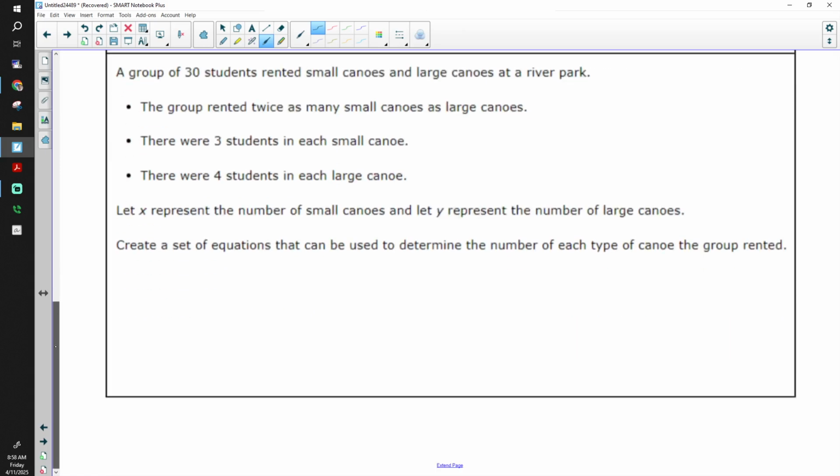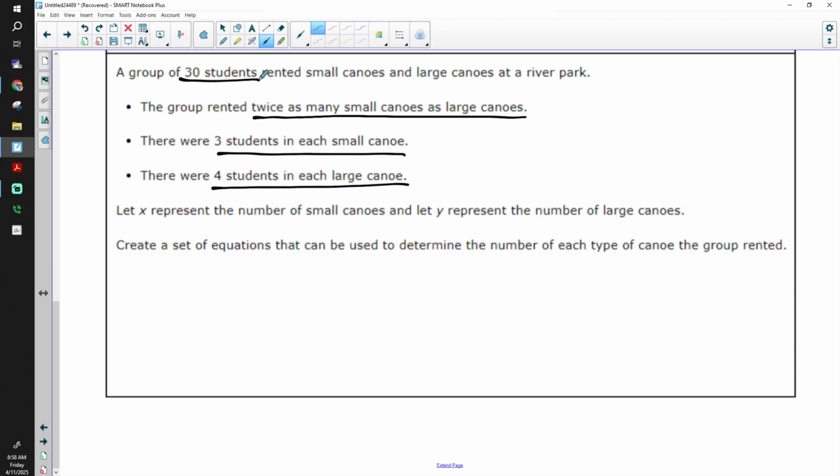And we continue. A group of 30 students rented small canoes and large canoes at the river. The group rented twice as many small as large. There were 3 students in each small and 4 students in each large. Let x represent the number of small and y represent the number of large. And we know there were 30 students. So as you can see, we have 3 that talk about students: 30 students, 3 students in smalls, 4 students in large. Those 3 have to go together.